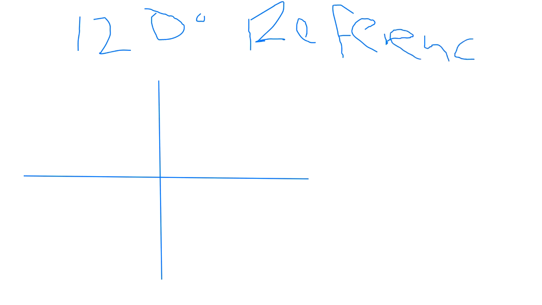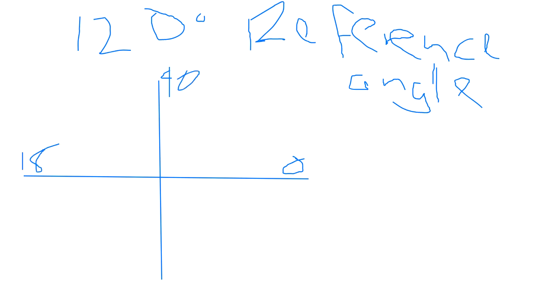Now, every reference angle is always a special angle. So here will be 0, here will be 90, here will be 180, here will be 270, and here will be 360.